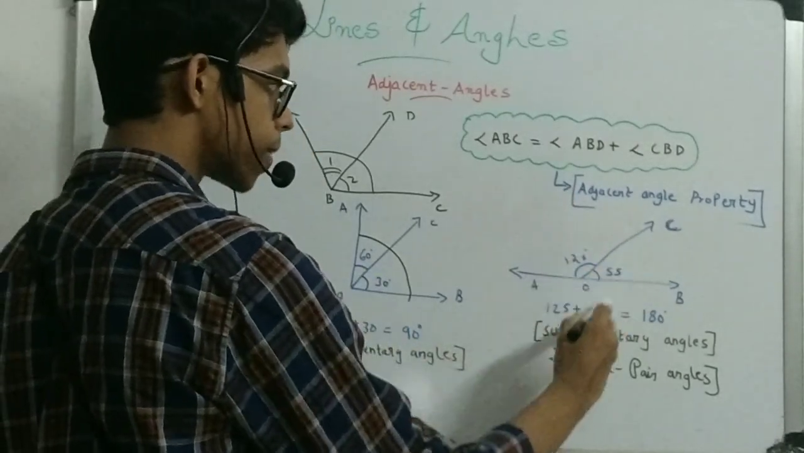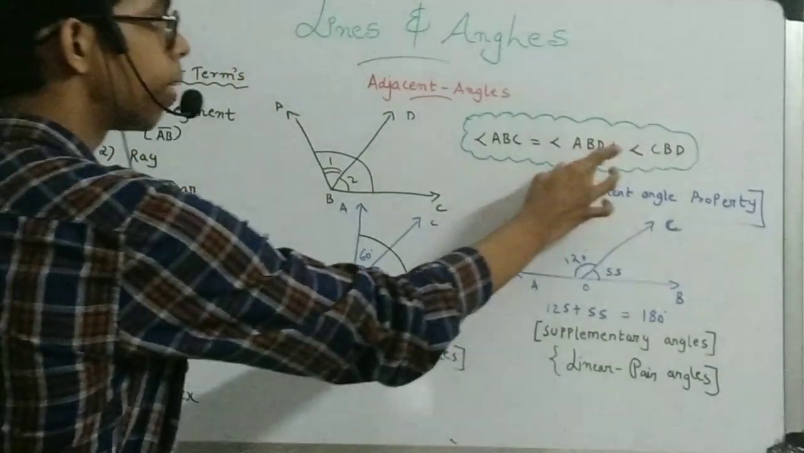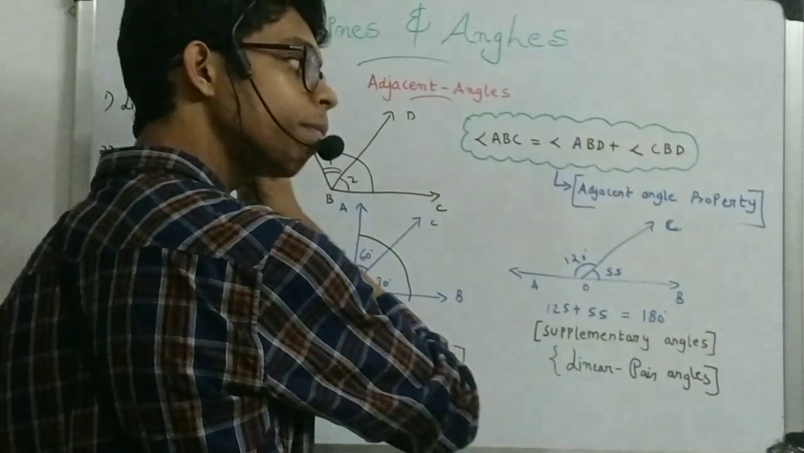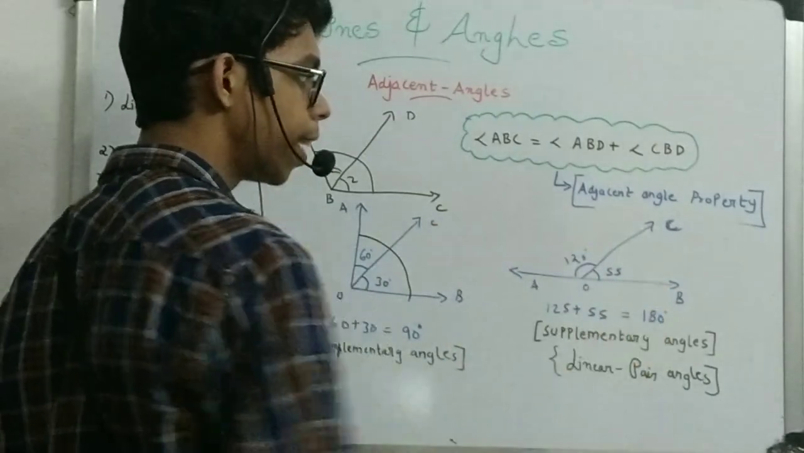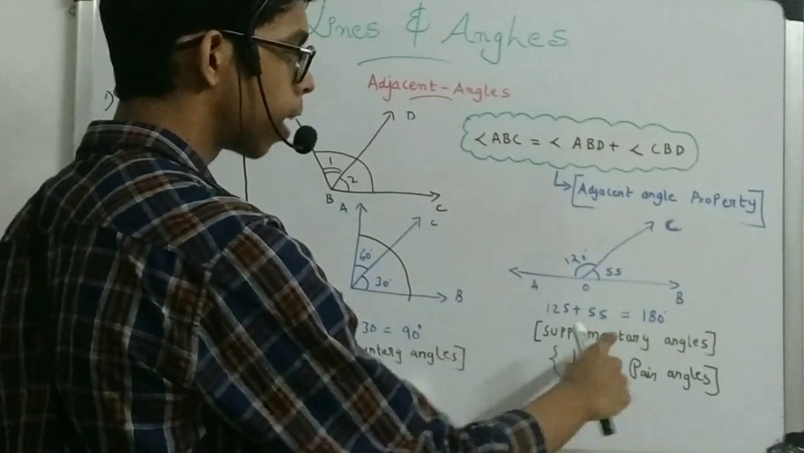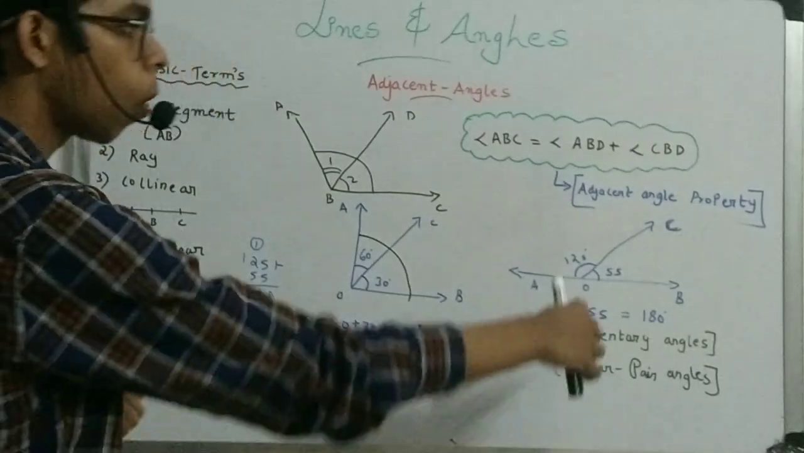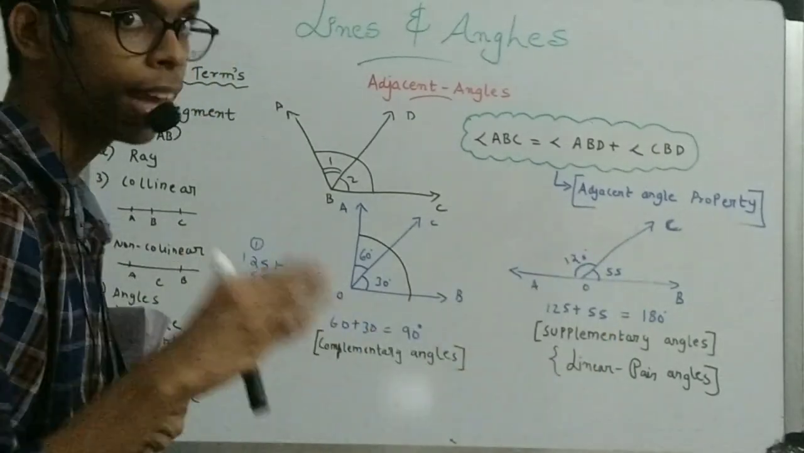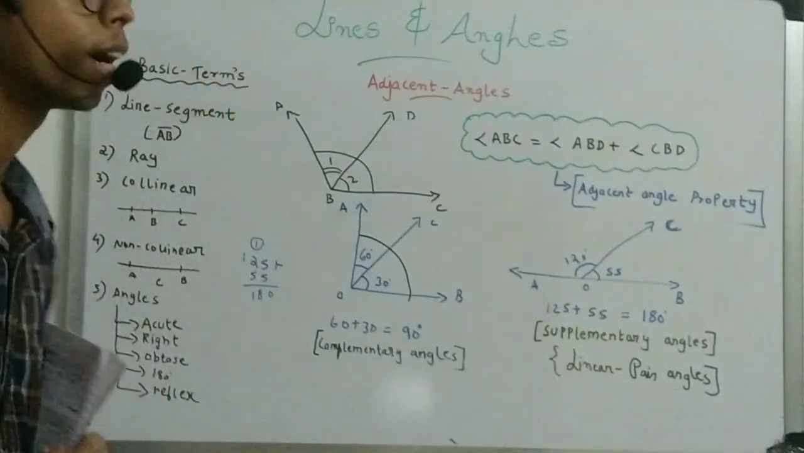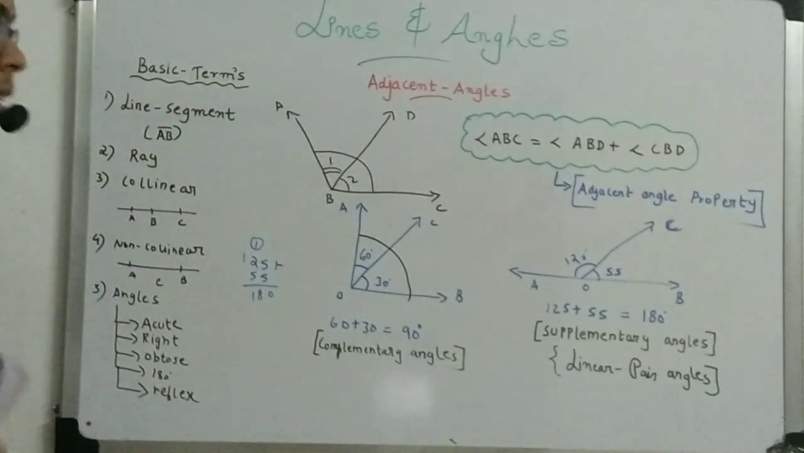Okay, so 125 plus 55 is 180 degrees. Here also we have applied the adjacent angle property. When we add two adjacent angles and the sum is equal to 180 degrees, in that special case we call these angles supplementary angles or linear pair angles. We call these linear pairs. When we add the adjacent angles and get the sum equal to 180, we call them supplementary angles or linear pair angles.